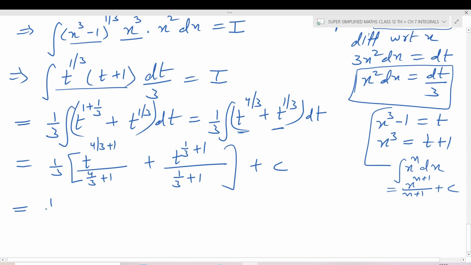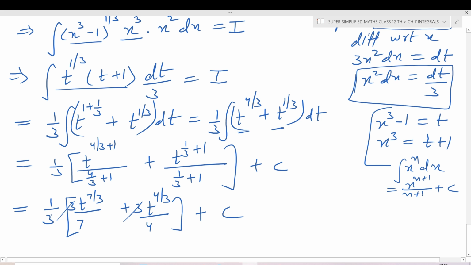Let us simplify it further. So t raised to the power 7 by 3 upon 7 by 3, t raised to the power 4 by 3 upon 4 by 3 plus a constant of integration. So if you take this 3 common from the numerator, it will cancel down with this 3. So you are left with this.